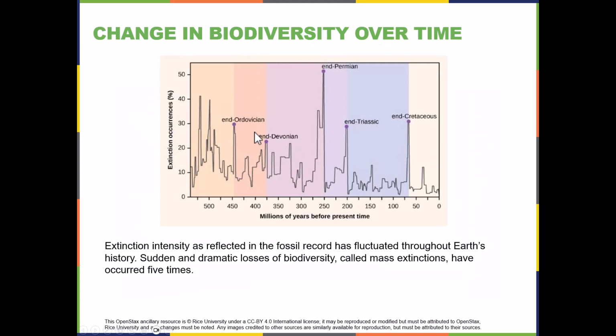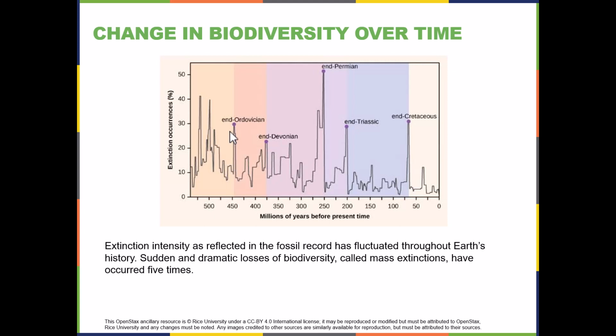This figure shows us that we've had major extinction events throughout Earth's history. We saw a large extinction event at the end of the Ordovician, at the end of the Devonian, end of the Permian, the Triassic, and the Cretaceous. We do see a sort of cyclic phenomenon where we see a massive extinction event, which is followed by lots of speciation, because now that we've had all these extinctions, there are niches to fill, and so we get new species forming, and then over time we get another extinction event, and then another massive speciation event. So we see these cycles throughout time.